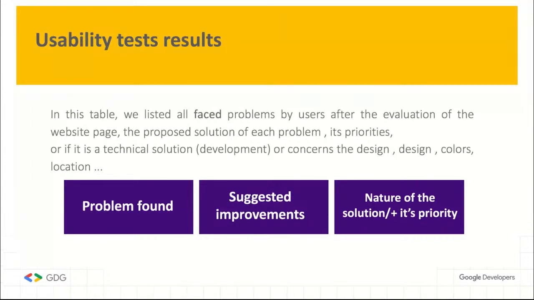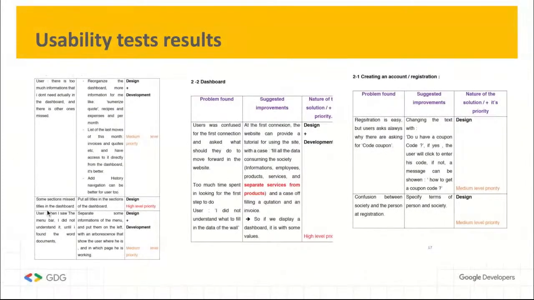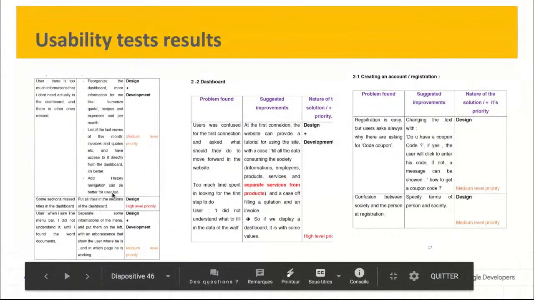Usability test result. In this table, we listed all problems faced by users after the evaluation of the website page, the proposed solution of each problem, its priority, and whether it's a technical solution concerning development, or concerns the design, colors, location, etc. So we divided this into the problem found, and we tried to suggest improvements and to mention the nature of the solution and its priority. These are some examples of the table, how we can work.